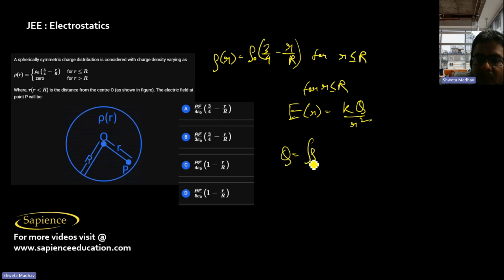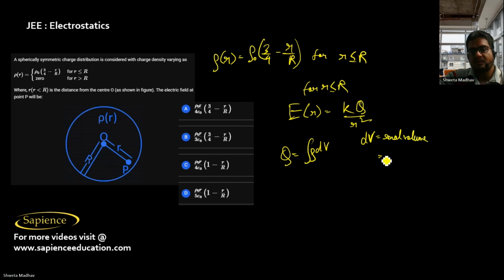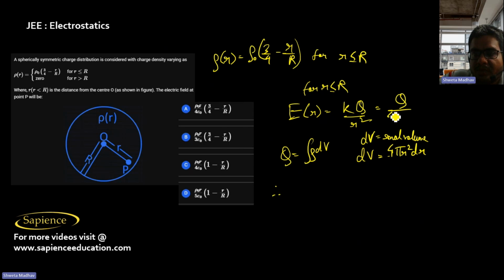Q will be equal to integral rho dv. Now dv is the small volume element, which is equal to 4 pi r square dr. Therefore this is q by 4 pi epsilon naught r square. So now q will be equal to rho integral, where r is going from 0 to r.